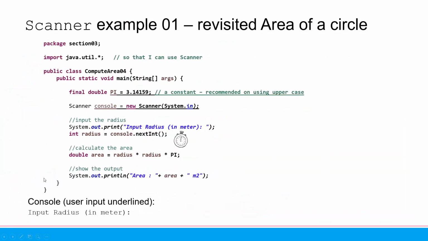Okay, so you can see in the below part here, there is what we call a prompt or text statement, input radius in meter. And when you have this text, the computer is waiting for you. The computer is waiting for the user to insert any value. And when you type 5, for example, it will continue to the next line and it will calculate the area.